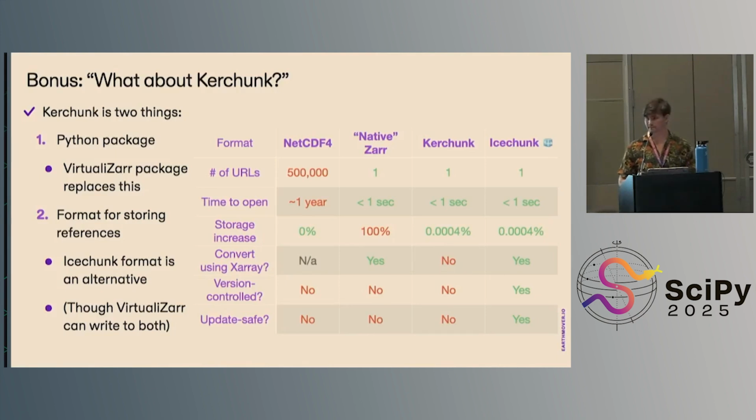Sarah asked, does this work with netCDF files that are compressed in an S3 bucket as well? Yes. If the netCDF file contains compressed chunks, then yes, because each chunk reference is pointing to an individual compressed chunk inside the netCDF file.